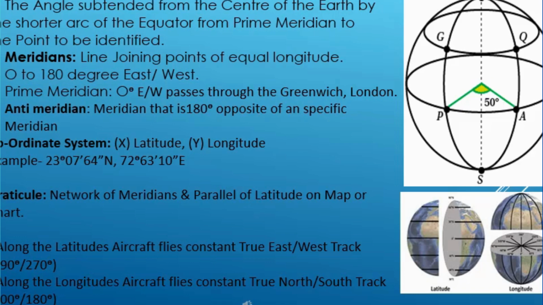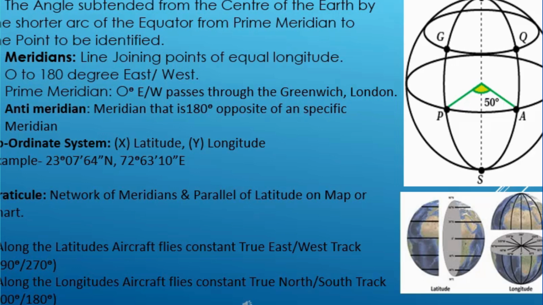After that, we can see here that along the latitudes, an aircraft flies the true east-west track. So basically, it means that if we fly on a latitude and keep flying on that latitude, we are either flying 090 degrees or 270 degrees direction. And if we are flying on a longitude constantly, then either we are flying 000 degrees or 180 degrees. I hope you understood this.